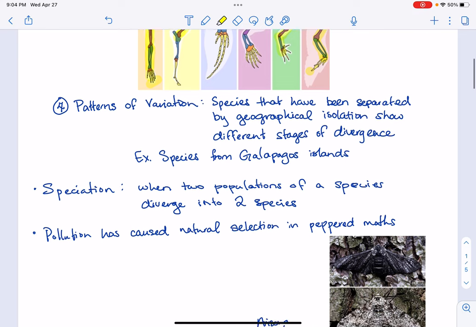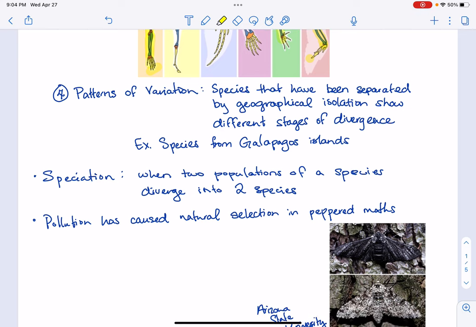And then the fourth piece of evidence is patterns of variation. This is where you have probably heard a lot of the information that we got from the Galapagos Islands. We were able to study a lot of different species on the Galapagos Islands, not just the finches, but iguanas and all kinds of organisms. We can see that these species, the same organisms, have been separated by geographical isolation. In this case, the Galapagos has a bunch of islands that have been separated by water.